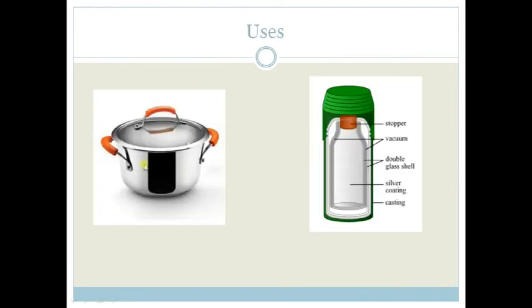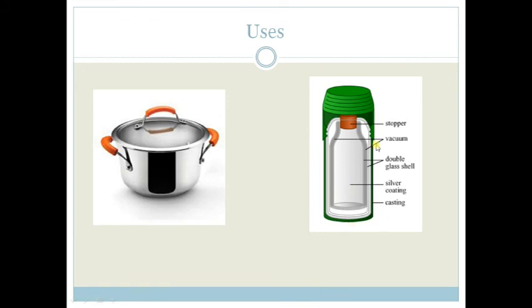Now, what are our uses? If we want to use a pot to cook, we want it to be a good conductor of heat. But note carefully that we've got these orange handles, and the reason is that they are made of plastic, which is an insulator. We want that to be an insulator so that we can protect ourselves from something very hot, or keep something cold.